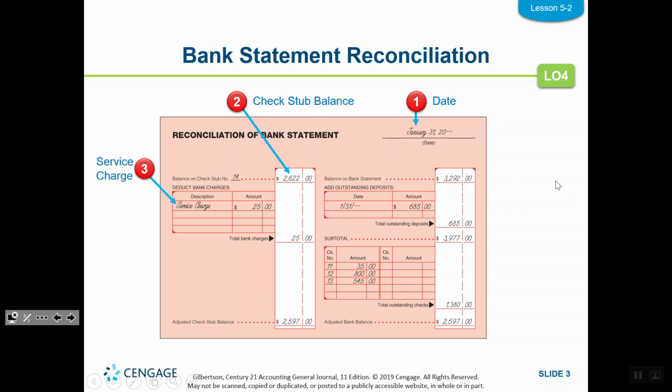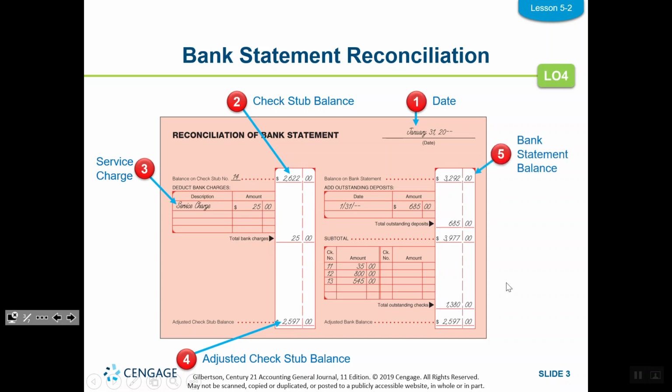Then we're going to look at our statement, and we saw that we had a service charge of $25. We don't know about that service charge until we get our bank statement, so we haven't recorded that. So we have to deduct that from our check balance. Okay. That was the only thing on there that we didn't have. So what we do next is we total this here, we write that number here. Then we take our check stub balance minus the $25, and we now have a new balance of $2,597.